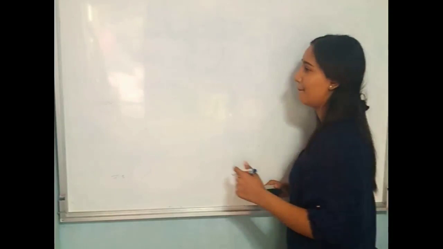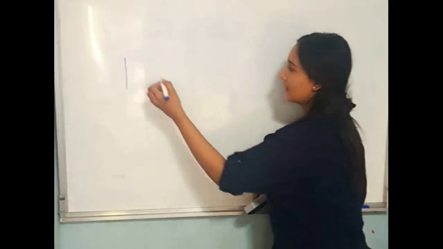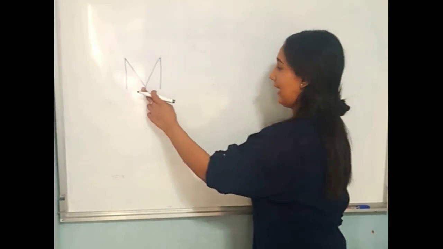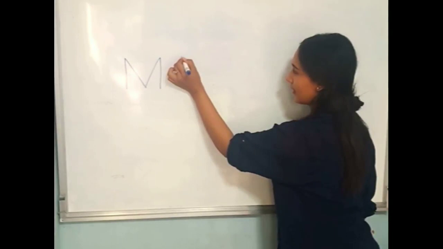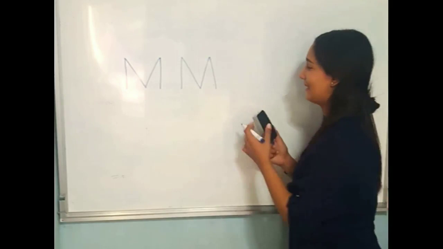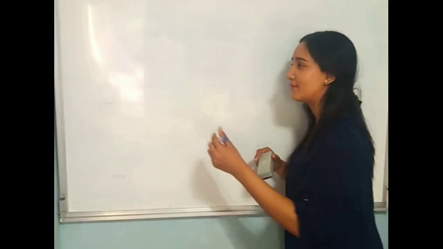Let's see. One standing line. One slanting line or cross line, another cross line, and one standing line. So it becomes M. One standing line, one cross line, another cross line, one standing line. M for monkey. Right? And then, M after, N.